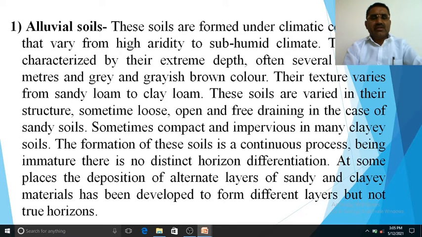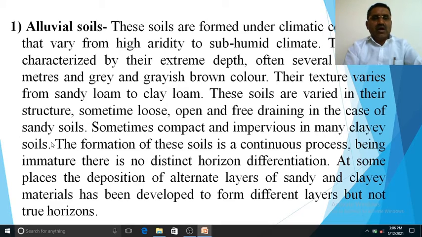Particularly in the Himalayan region we find the alluvial soils, because there are various rivers which flow from the Himalaya to the Gangetic plain. So this area is very important as far as alluvial soils are concerned. Their texture varies from sandy loam to clay loam. These soils vary in their structure, sometimes loose, open and free draining in the case of sandy soils, sometimes compact and impervious in many clay soils.